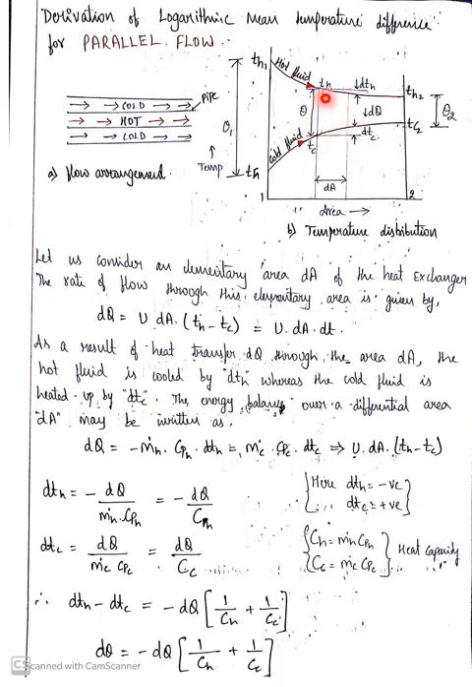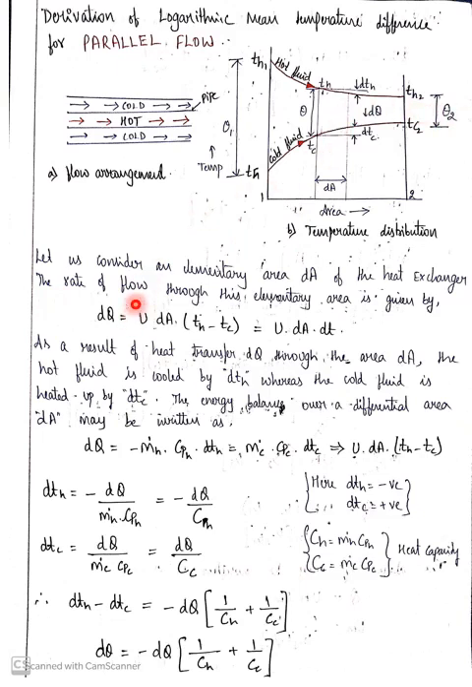So for the derivation, we just take an elemental area at a particular point. At that point the temperature for the hot fluid is Th, and for the cold fluid Tc. Now theta defines the temperature difference at that particular point between hot fluid and cold fluid.